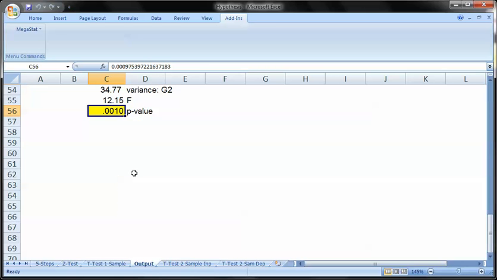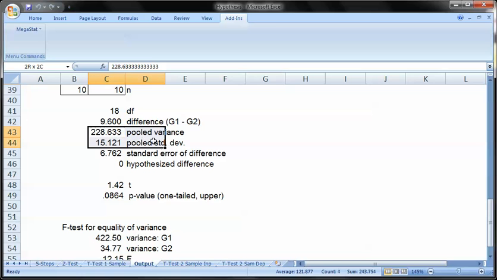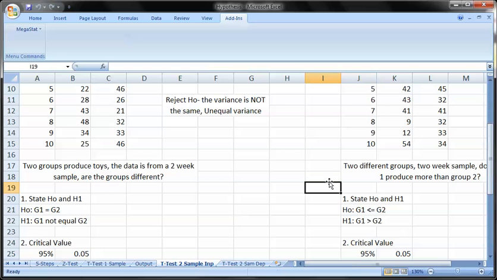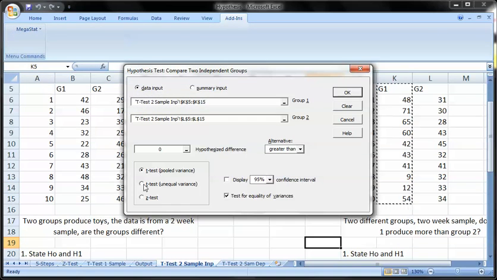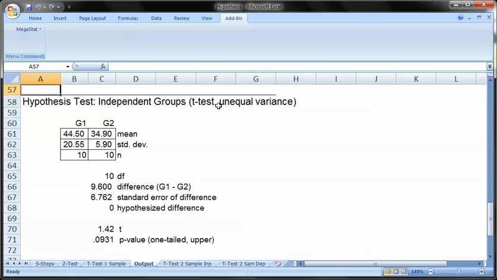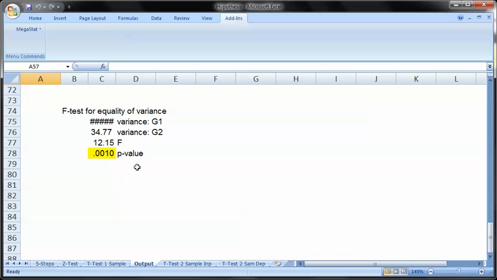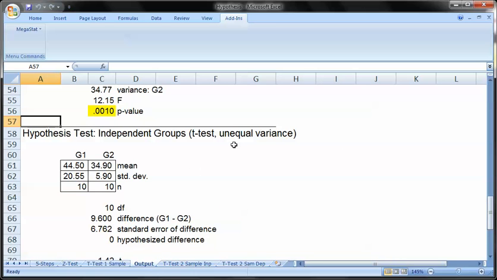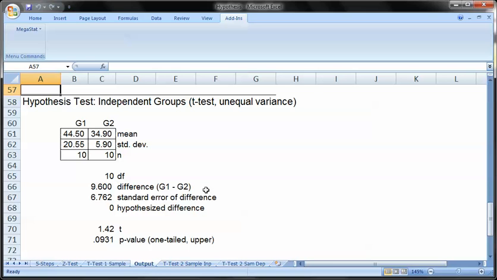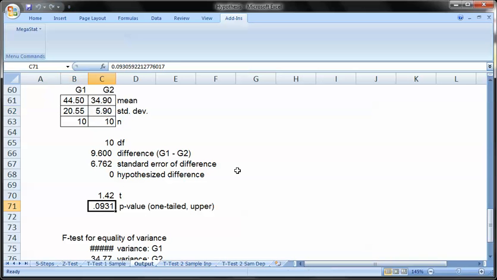Therefore, we need to use the unequal variance, which means we used the wrong test, which means we need to run it again. Simple enough, though. We go to our MegaStat, hypothesis test, independent groups, and leave everything exactly the same. One little click, t-test unequal variance, and we push OK. Same result, looks good. Now we're using the correct one, unequal variance. Here are our means and standard deviations. They're pretty different. And then our p-value is 0.09.